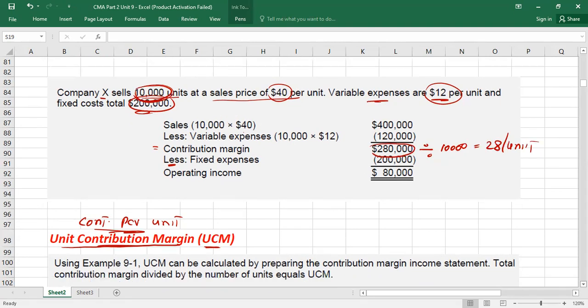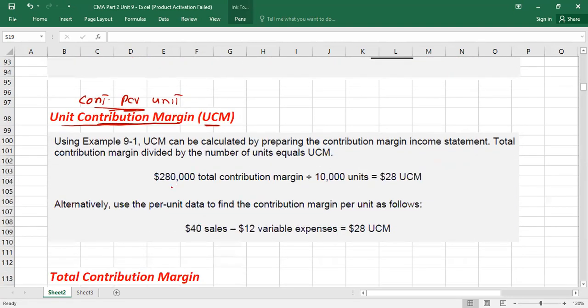This is the first way. We take 280,000, which is your total contribution margin, and divide it by the number of units sold, which is the same as the number of units produced, because sales is equal to production. If you take total contribution divided by total units, you get the unit contribution margin, the contribution margin per unit.